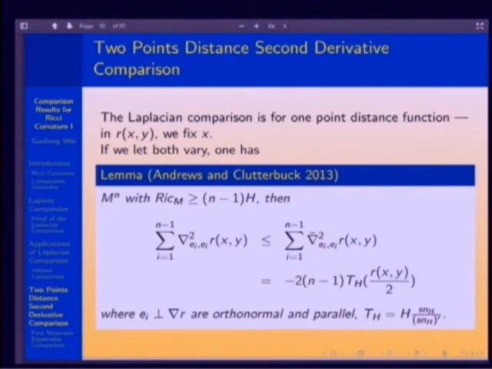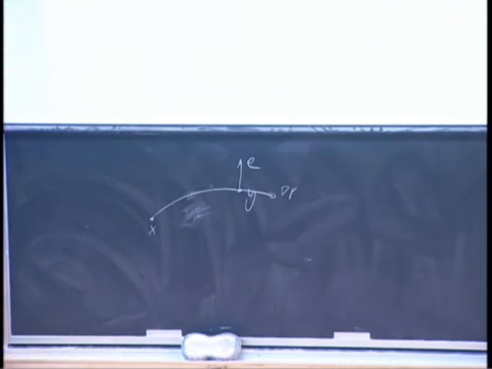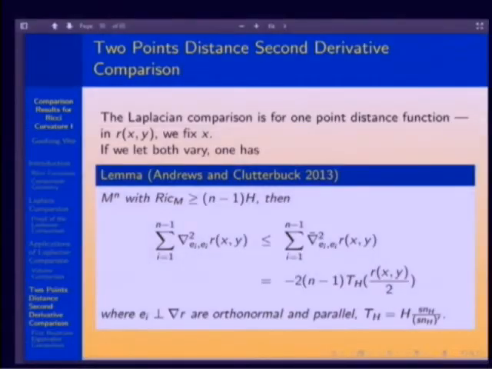So we count this as a 2-point distance second derivative comparison. Namely, you can do it with multi-point and so on. The Laplace of the distance function, when we do it, we fix one point. Now we're going to let both points change. So what is this? The e_i is very important.